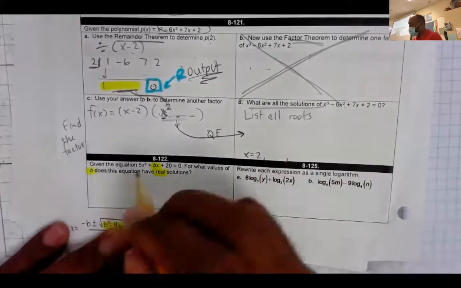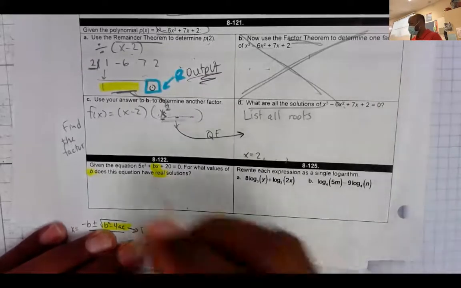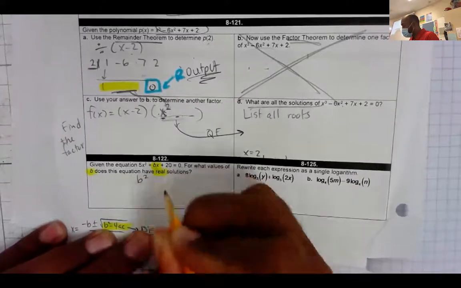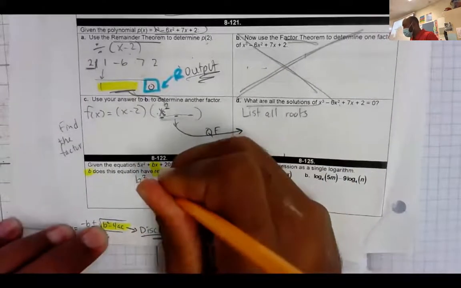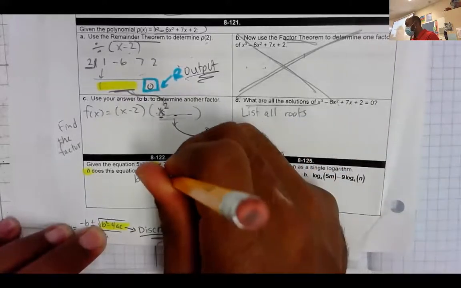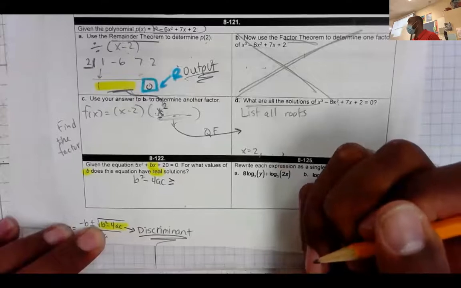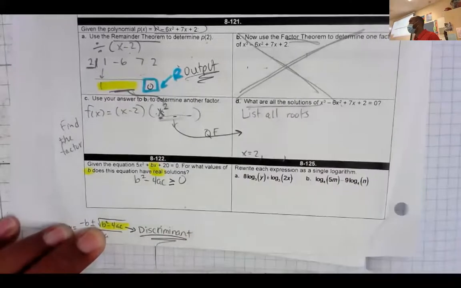So here's how we set that up. Actually, we want to know what values make it bigger than 0 because we want them to be real. We want them to be positive. So the equation I'm going to set up is just that part, b squared minus 4 times a c. I want to know when will that be greater than or equal to 0.